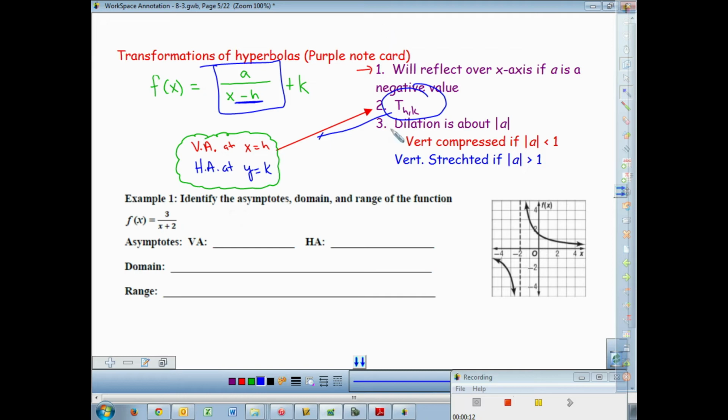That's why we do the purple note card. If you can purple note card this thing, you can figure out where your vertical asymptotes and horizontal asymptotes are, then you can make a sketch of that thing really simply. We don't need a graphing calculator at all. The dilation will happen with the absolute value of a, so who cares if it's negative or positive, we're just thinking of it as positive. If that's less than 1, it'll be vertically compressed. If that's greater than 1, it'll be vertically stretched. Okay? And we're not going to mention any of this, just letting you know that's what happens. It controls the vertical dilation situation.